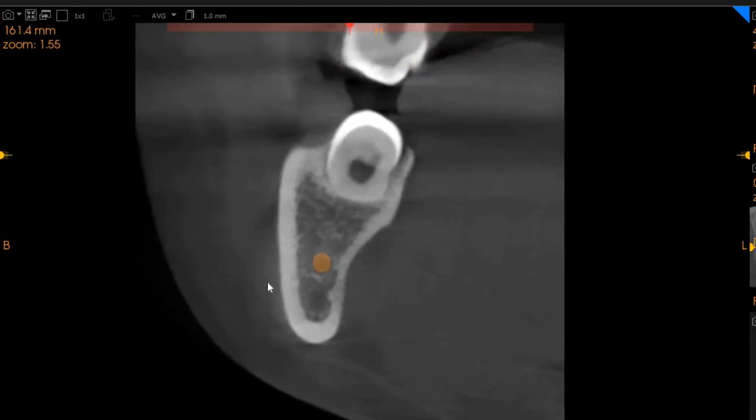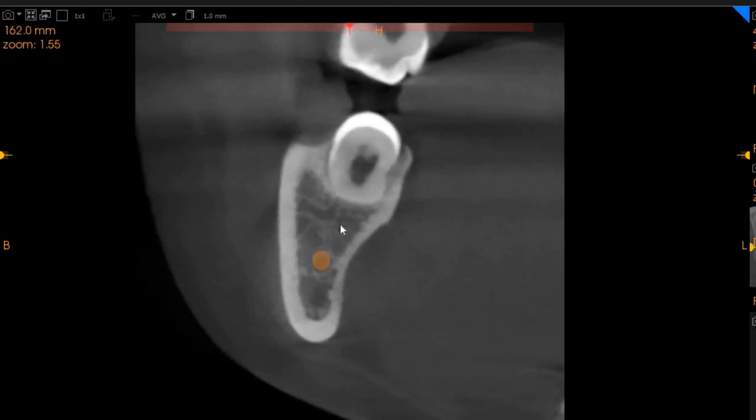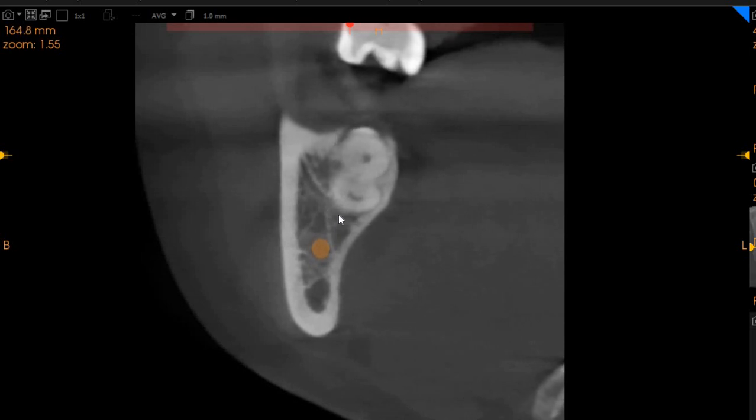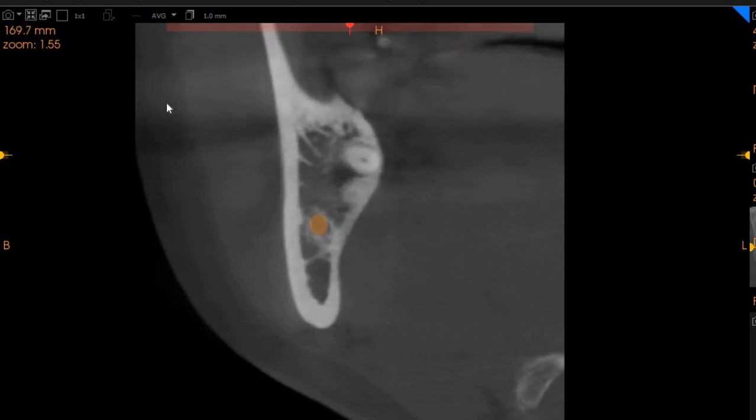This is the lower left wisdom tooth. This is a mesioangular impaction. As we go from the mesial aspect towards the distal aspect, you will see that the inferior alveolar nerve at mid-root level is still quite significantly far away. And as we come close to the apex, the inferior alveolar nerve at its closest point is approximately 3.7 millimeters away from the roots of the lower left wisdom tooth.